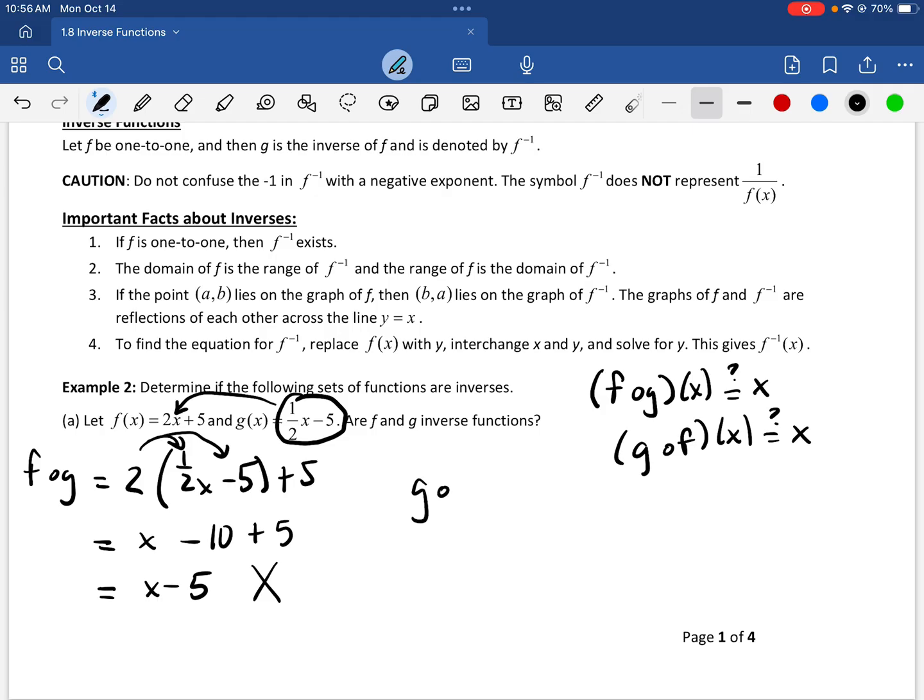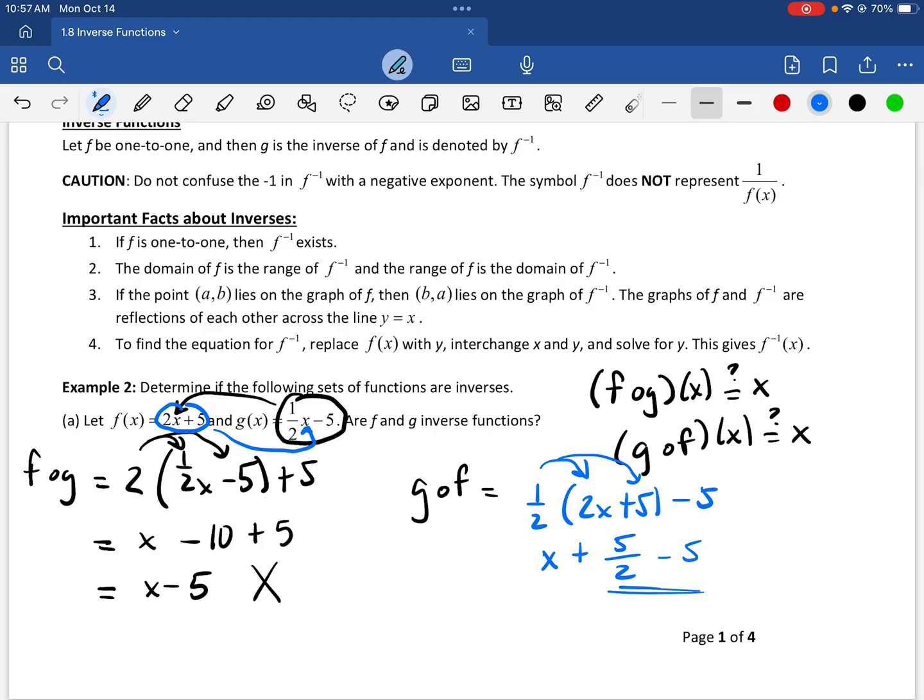We can just check to make sure that the other way does not work either. In this case, we're taking function f, and it's going to go in place of x in function g. So we distribute. That's going to be x plus 5/2 minus 5, which again is not going to work, because these are not going to cancel each other out. So again, this is not going to be equal to x. So these are not going to be inverses of one another.